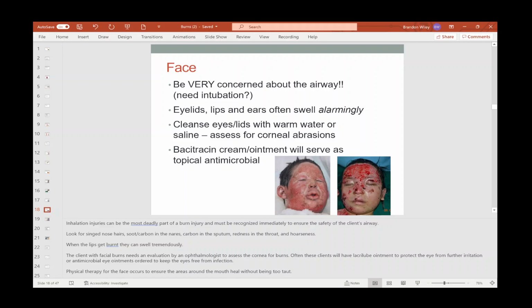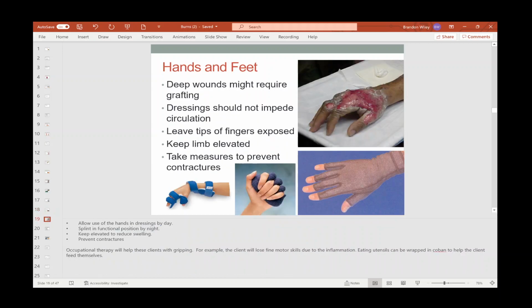The hands and feet are also important. So we know that the face is important because, obviously, that's our airway, the way we see, and it's disfiguring, right? So it's important for us to immediately start treating the face. Why are the hands and feet so important? Quality of life. If they lose their functionability, then they're going to lose their quality of life. You don't want them to lose a limb.